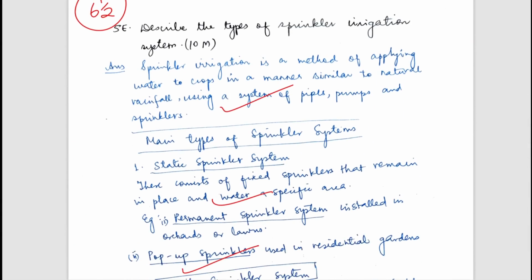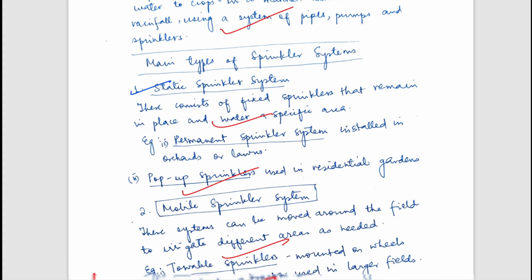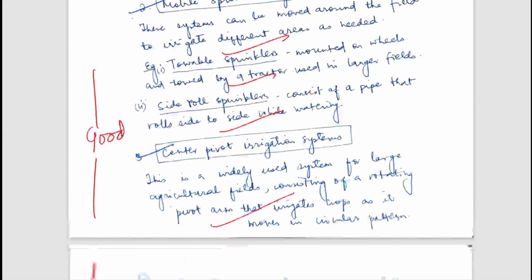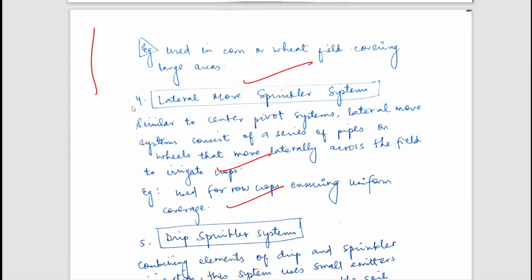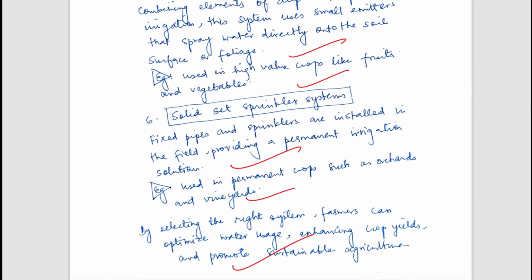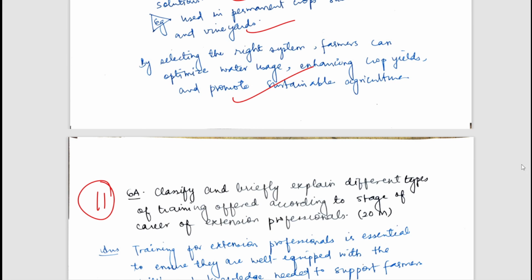The next question is: discuss the types of sprinkler irrigation system. So what are the types of sprinkler irrigation system? They are static sprinkler systems and mobile sprinkler systems. You can simply pause and read the answers. They are center pivot irrigation systems. We have lateral move irrigation systems. We have drip sprinkler systems. So these are some of the common sprinkler irrigation systems. Solid set sprinkler system. So, a well written answer. Now let's move to the next question.